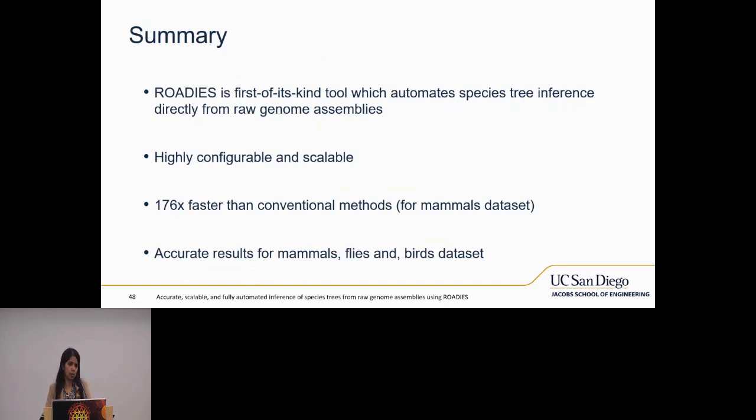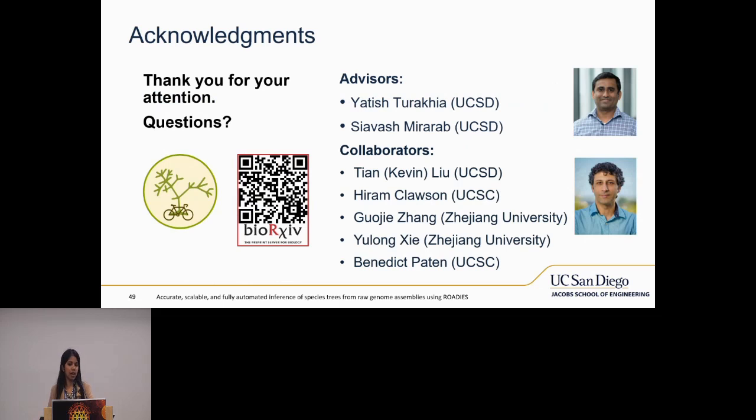So I would like to summarize the talk by saying that we saw how conventional approaches of estimating species trees are not computationally feasible for large-scale data sets. They involve some manual approaches, and orthology estimation, which becomes much more challenging in future. We addressed all those challenges and developed an automated tool to infer species trees directly from raw genomic assemblies without requiring any other input. It is also highly configurable and scalable, and we were able to get accurate results from mammal, fly, and bird datasets so far.